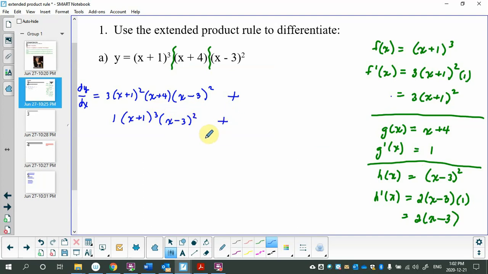plus sign, I'm out of room. Derivative of the third piece of information, I'm choosing the tidiest form, multiplied by the original first. I think I paused there when I was doing it before too. And the original second.